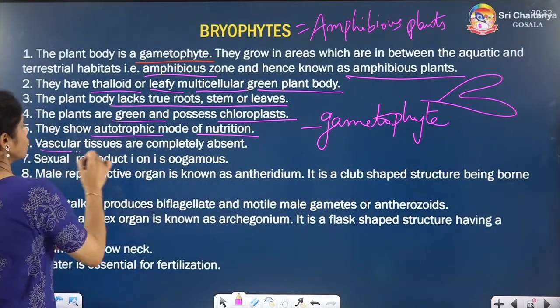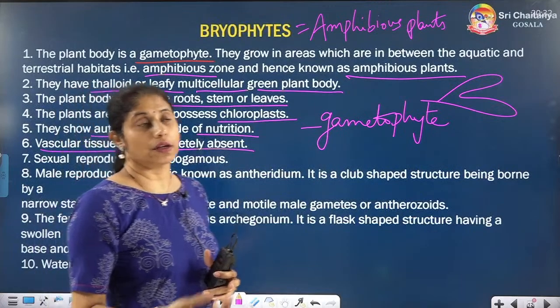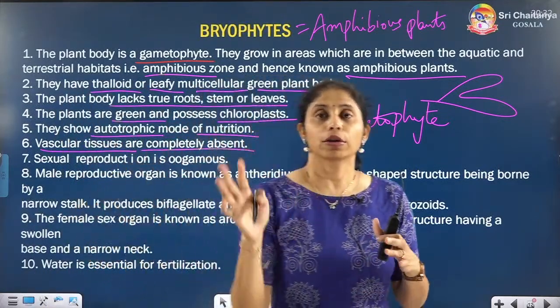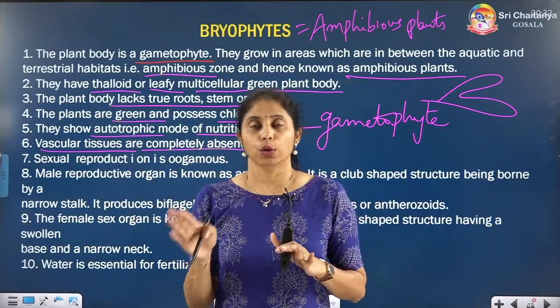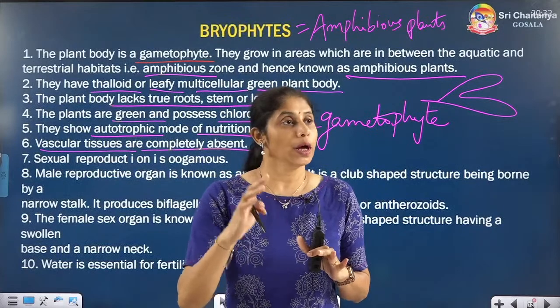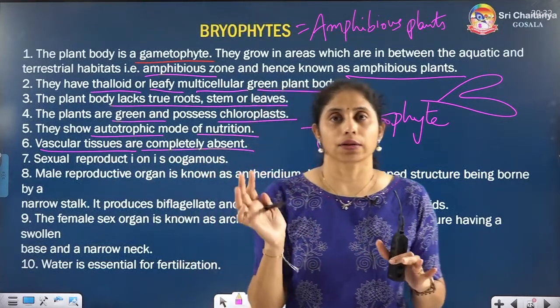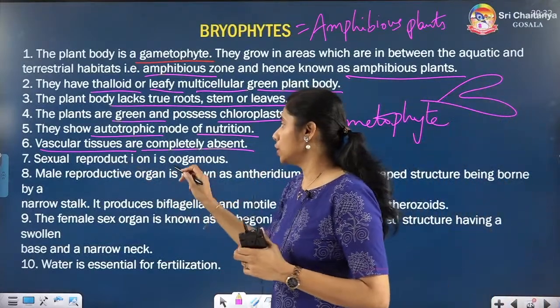Then vascular tissues are completely absent. Algae and bryophytes, now you got a point of similarity. Both of them don't have vascular tissues. Both of them are avascular. No vascular tissues are present. No xylem, no phloem. Algae and bryophytes both are avascular. Then sexual reproduction is oogamous.